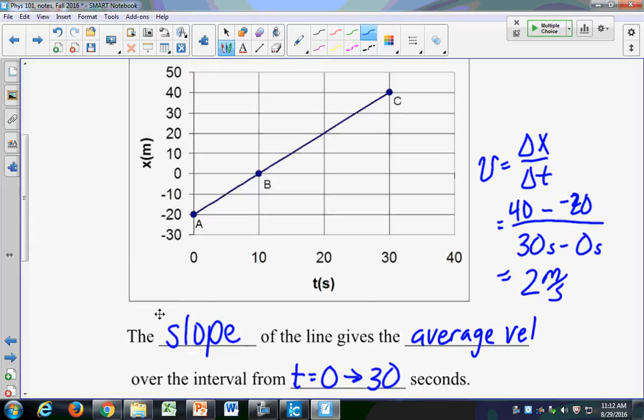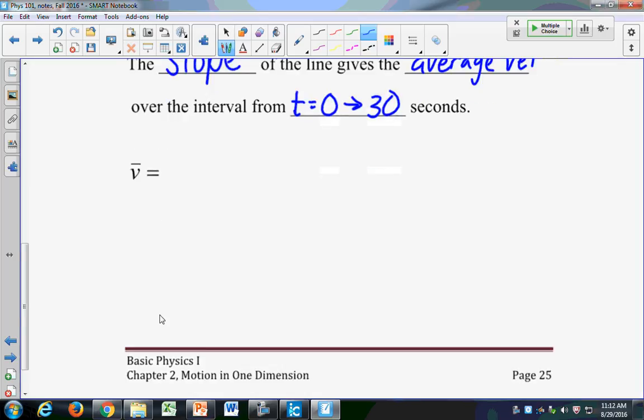We would find the position up here, which is going to be 40. We would find the time here, which is 30. We'd find the initial position, which is negative 20, and the initial time, which is 0. Or we could just say, what is the slope of this line? And they'll give you the same answer. They are the same, in fact. We'll have some more questions about that.